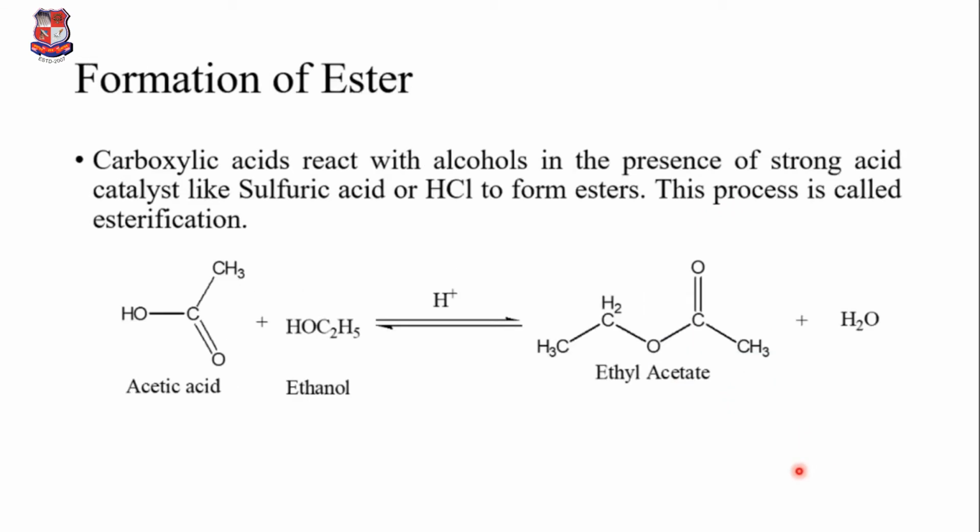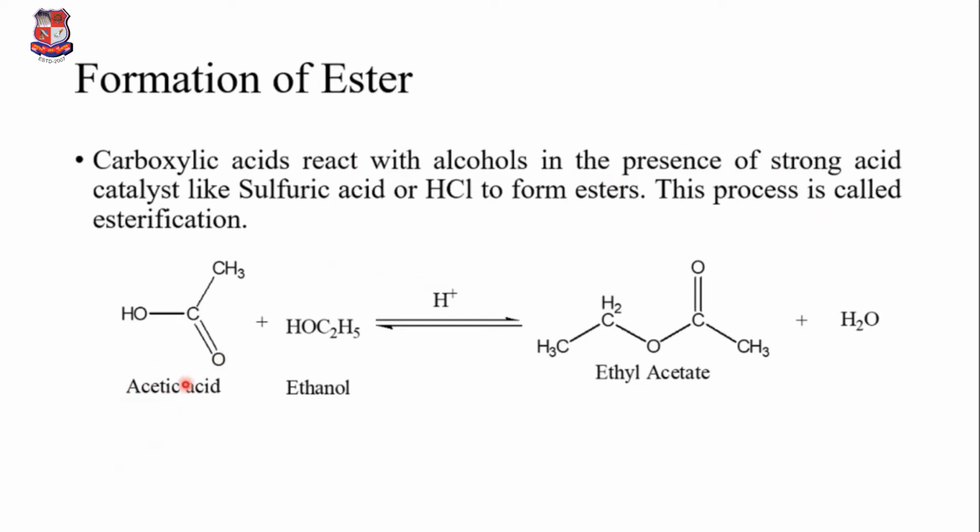Then the sixth one is the formation of the ester. A carboxylic acid reacts with an alcohol in the presence of a strong acid as a catalytic agent, such as H2SO4 or HCl, to form the ester. This process is called the esterification process.